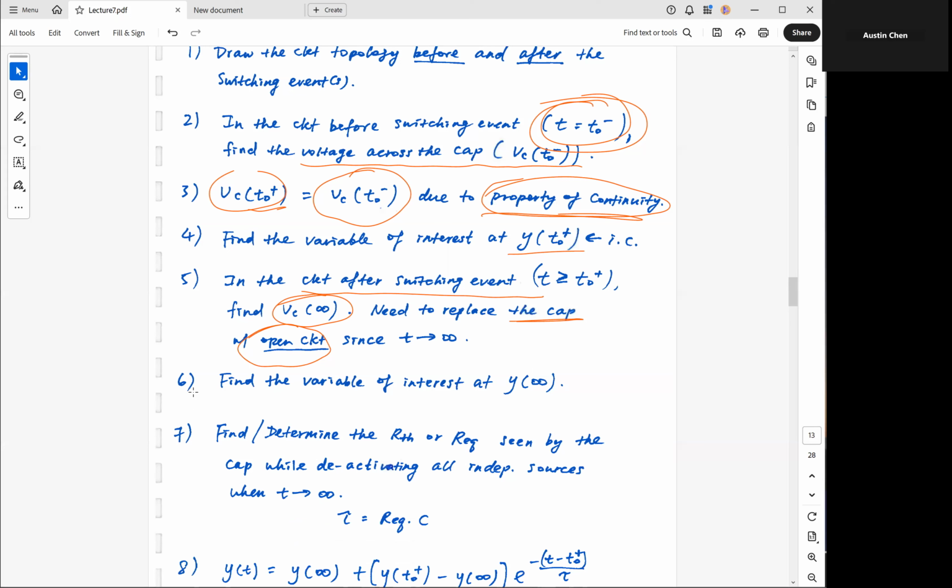Okay, so step number 6 depends on whether you have another variable of interest that you need to find. So it depends on the question.